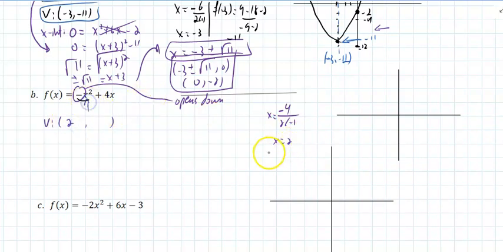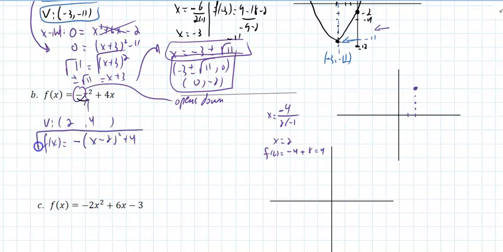Throw 2 in, and I will get negative 4 plus 8, which is 4. So I have a vertex at 2, 4. Very good. Now, I could write f of x as negative x minus 2 squared plus 4. That will save me a lot of work if I need to. I know it opens down.